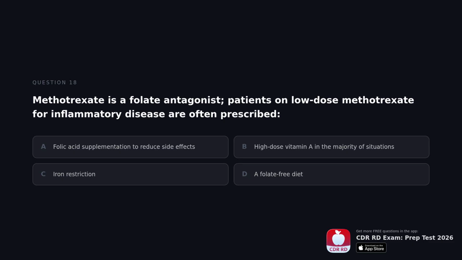Methotrexate is a folate antagonist. Patients on low-dose methotrexate for inflammatory disease are often prescribed A. Folic acid supplementation to reduce side effects. B. High-dose vitamin A in the majority of situations. C. Iron restriction. D. A folate-free diet.